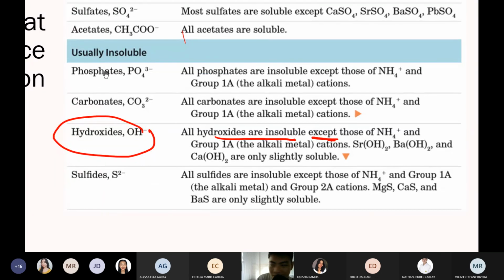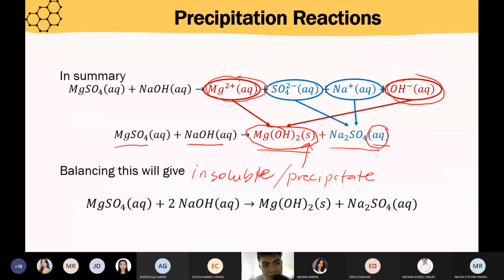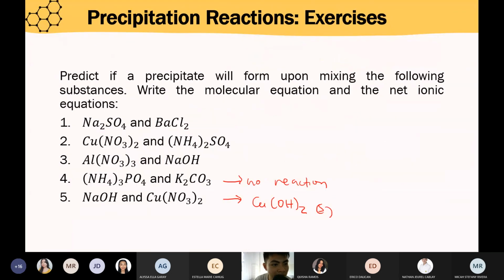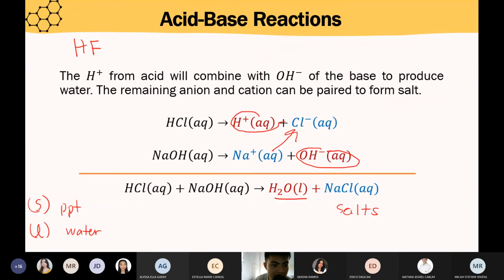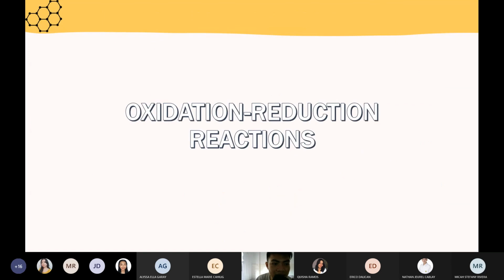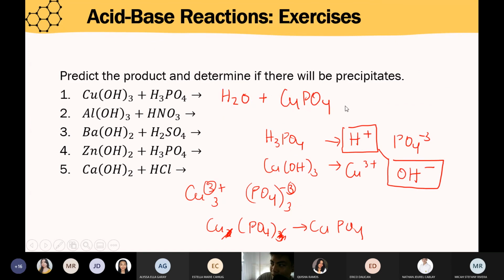Ang sabi kapag phosphate, all phosphates are insoluble except for ammonium and group 1. Eh, ang meron tayo, ano meron tayo? Copper. So, hindi siya ammonium, hindi siya group 1. So, ibig sabihin, copper phosphate is really insoluble. So again, the idea is that in doing acid-base reaction, sometimes it overlaps with precipitation reaction.